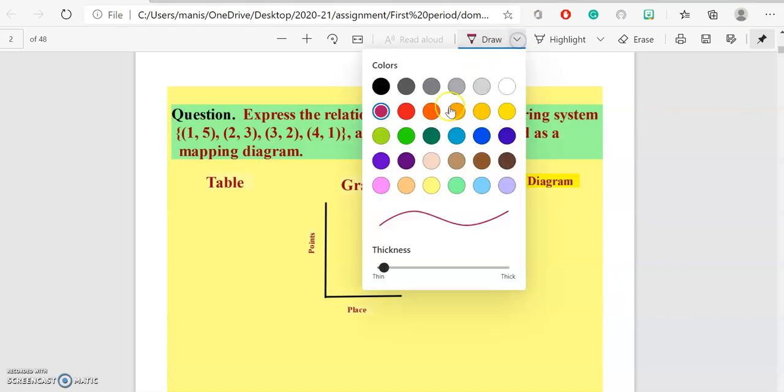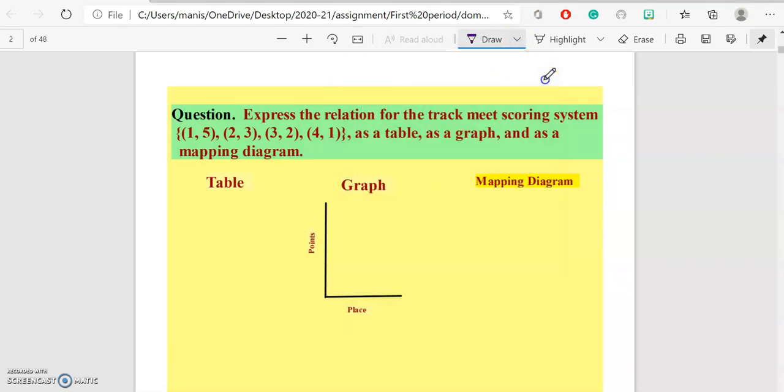Our question says express the relation from a track meet scoring system as a table, as a graph, and as a mapping diagram. So first of all, let me draw a table over here. In my table, I have X values which represent domain and I have Y values which represent range.